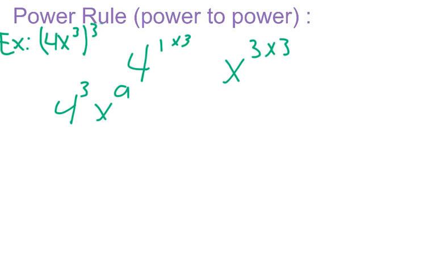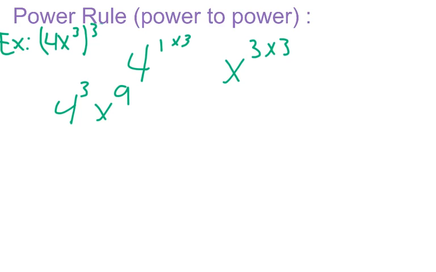Power rule is power to power. So this says that in order to raise a power to a power, you need to multiply the exponents. So we have the 4x to the third power, and it is multiplied to the third, so it's equal to 4, 1, since there's an imaginary 1, times 3, and the x to the third power times 3, so we have 4 to the third power, x to the ninth power.